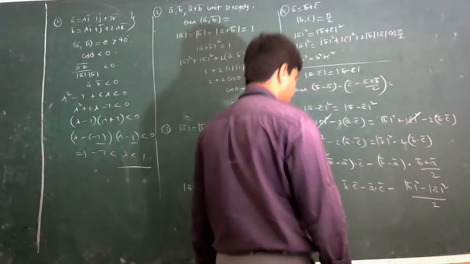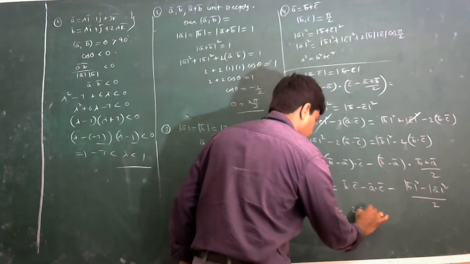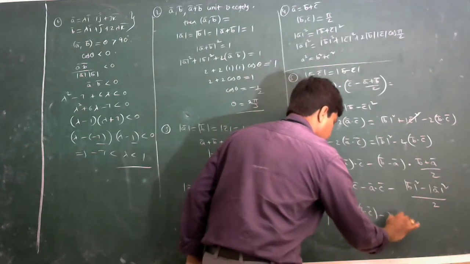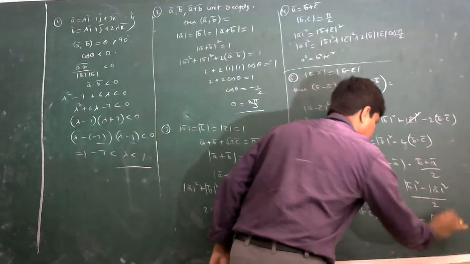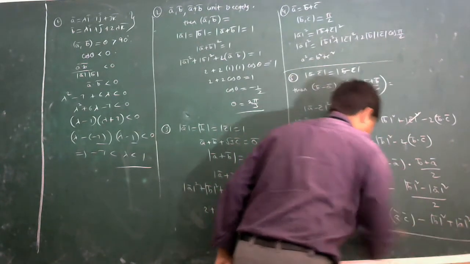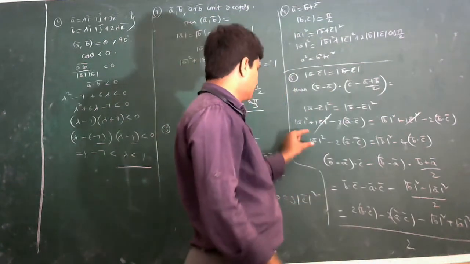Now take this, take LCM. This is 2 into B dot C minus 2 into A dot C minus mod B square, take the minus inside, plus mod A bar square, by 2. Now observe this condition we got already here.